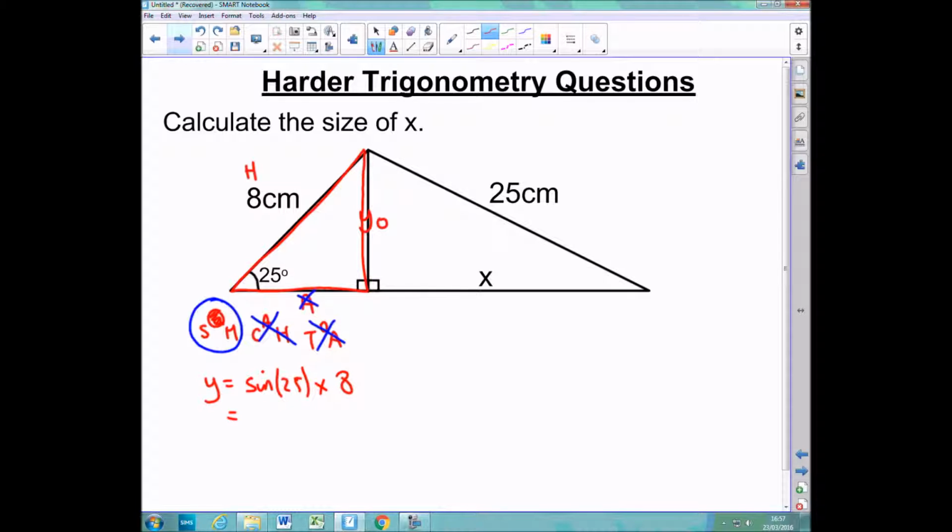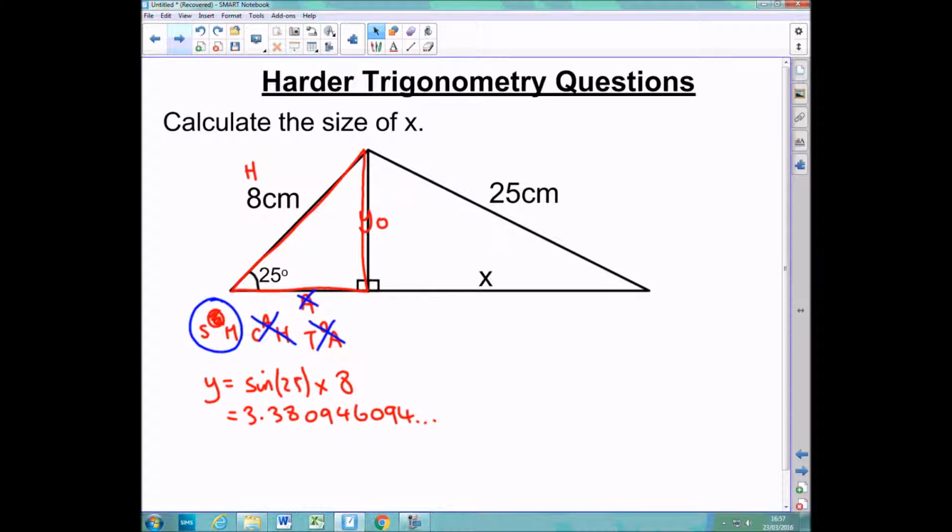Now at this point, because it's not our final answer, I would write down my full calculator display here. The reason for this is that you tend to drop marks if your answer at the end is not fully accurate. So here I'm just going to write out my full calculator display, which is 3.38094609. Now I'm also going to keep this answer in my calculator, so I don't have to keep writing this out all the time.